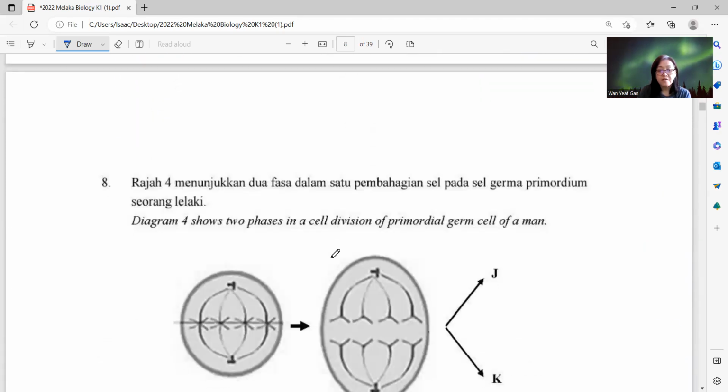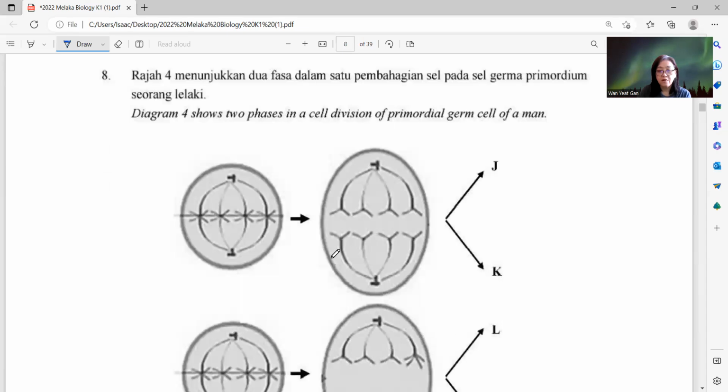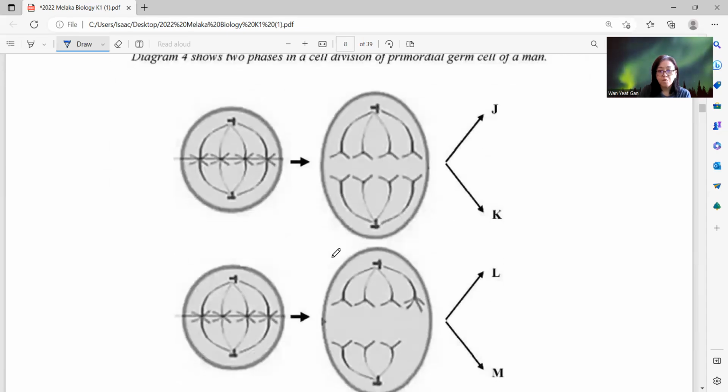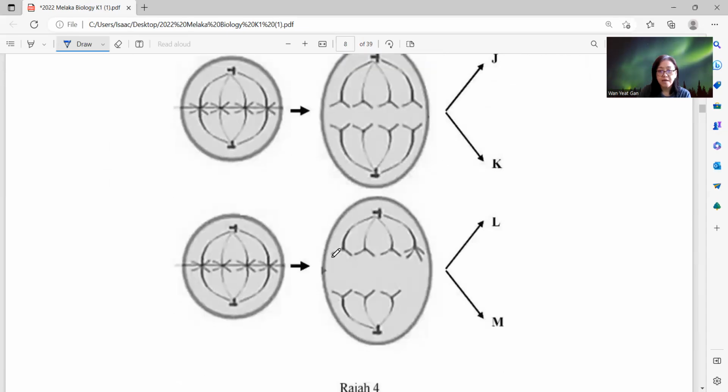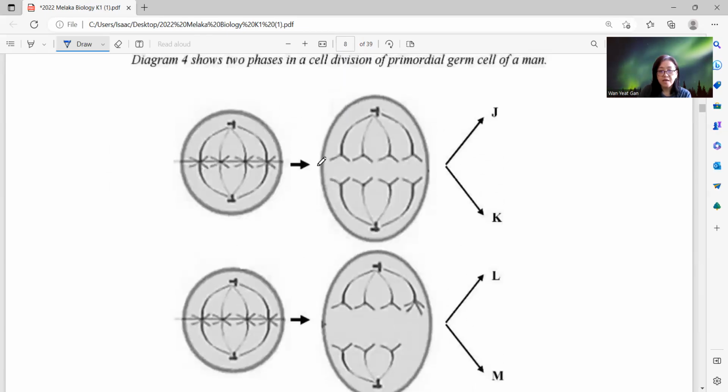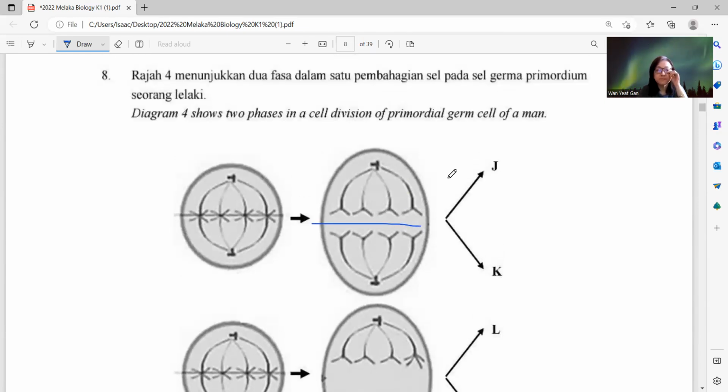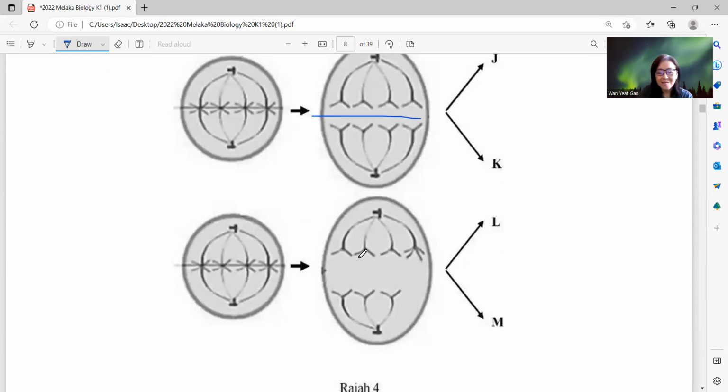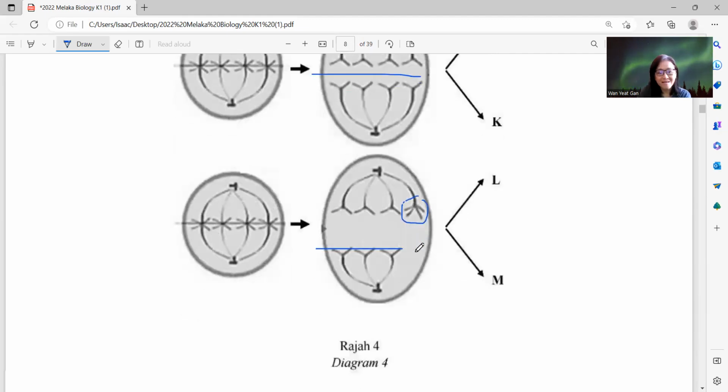Diagram 4 show two phases in the cell division of primordial germ cell of a man. So you see here, there is two types of division here. The first one produces J and K. They are equal number of chromosome being produced. And then the second one is uneven, seems to be a pair of sister chromatid that did not separate.